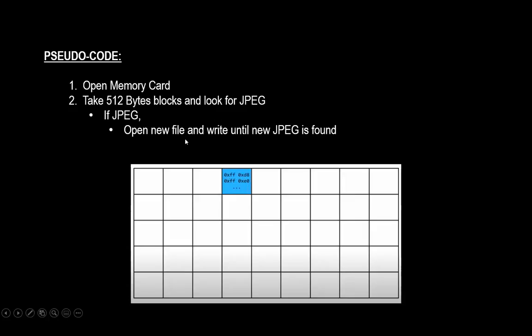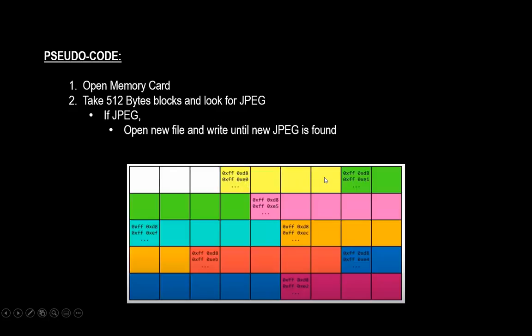Great. We're going to open a new file, and we're going to write until a new JPEG is found. And that's what we see here. We keep writing, writing, and writing until we find a new JPEG. And we're going to repeat this process until we are done with the memory card that we are given.